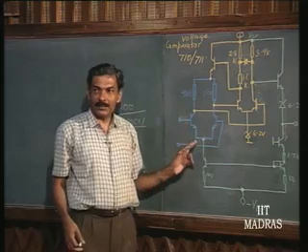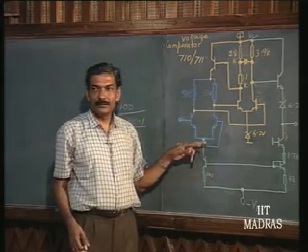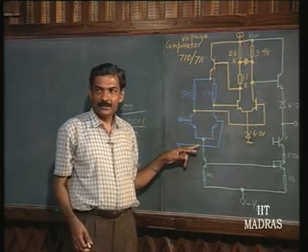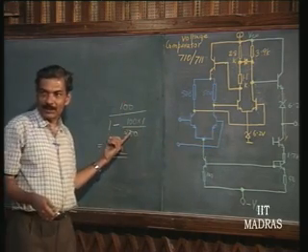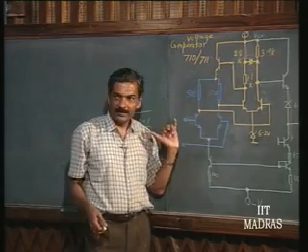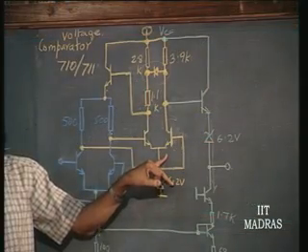The gain is coming because of two effects. One is it is 500 divided by 2 RE, okay, into 2 because of the positive feedback. Therefore, it is 500 by RE into 3.9 K by RE of this thing.